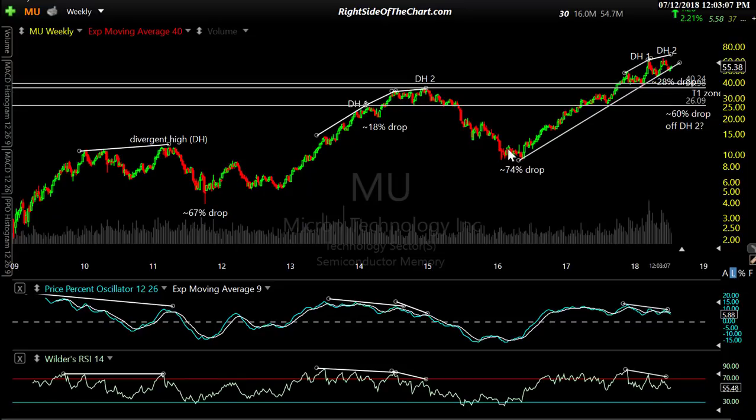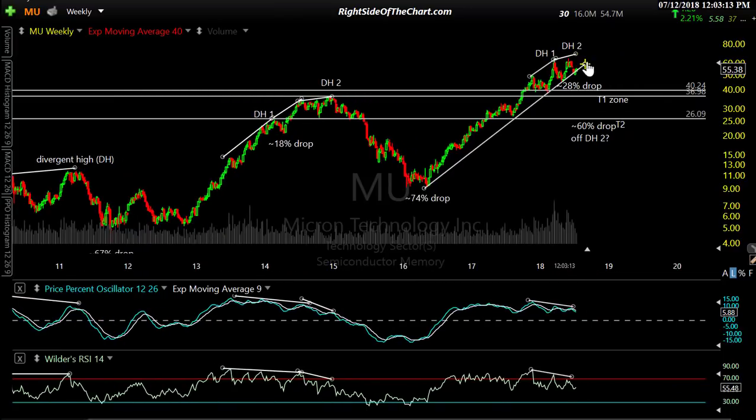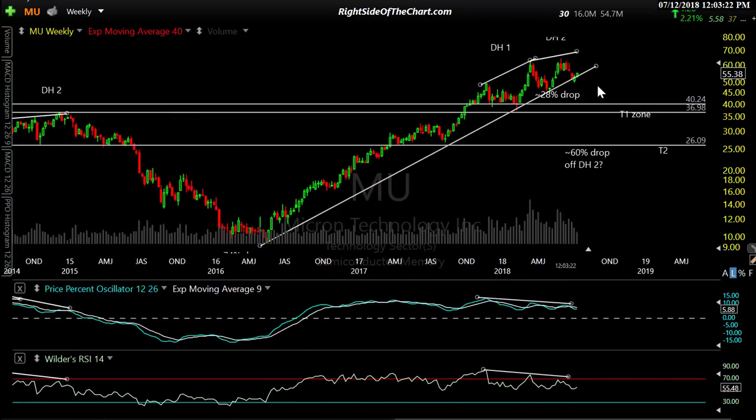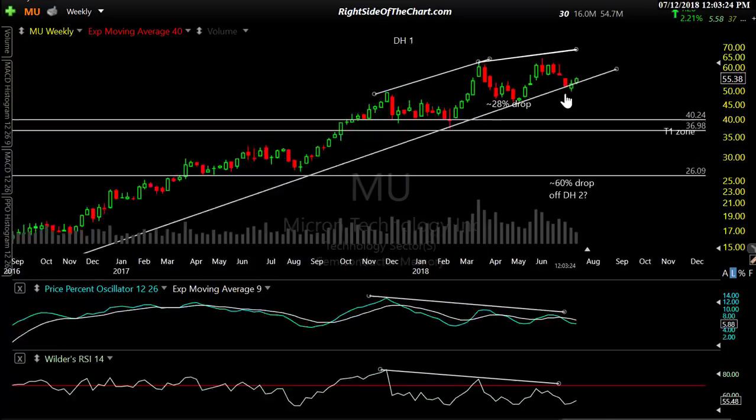And I just think this will happen in the NASDAQ 100. Maybe not a 74% drop, but you can see at Micron, there's a lot of meat on the bone on these stocks. And so here we are. Divergent high one led to a 28% drop. Divergent high two just happened, and now this one's struggling to hold that trend line support weekly.